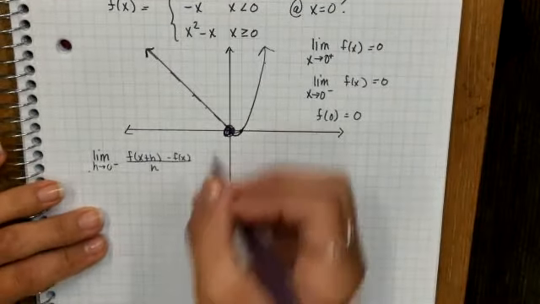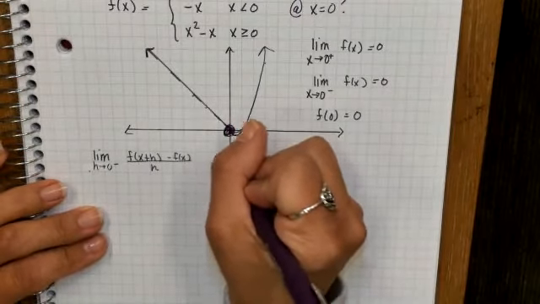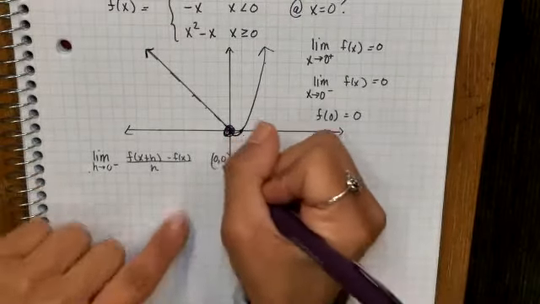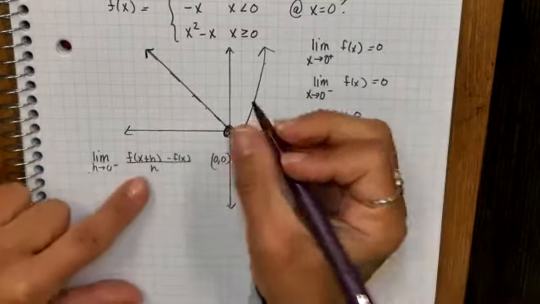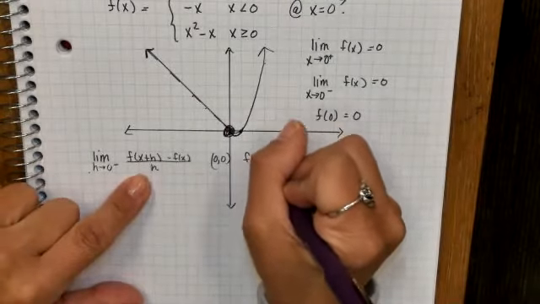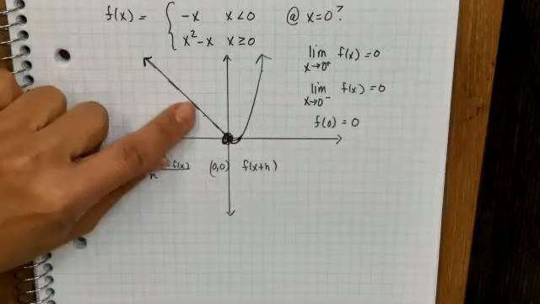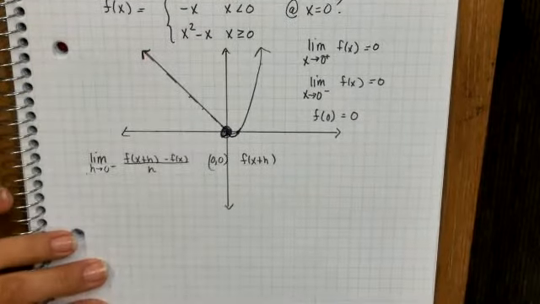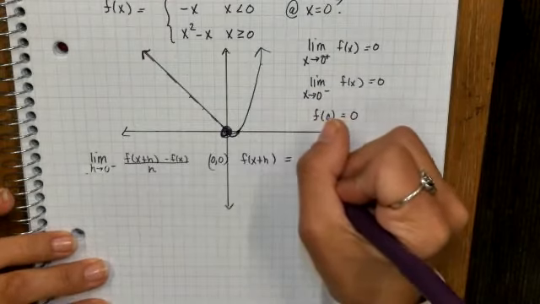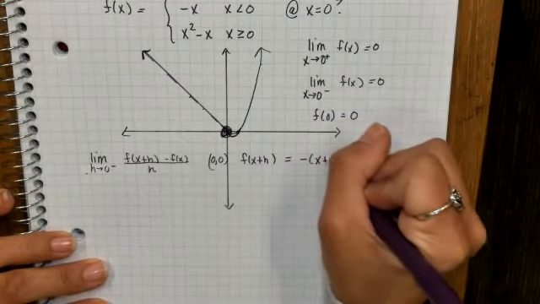Okay, so we know that it goes through the point 0, 0. So there's my f of x, it's 0, and then f of x plus h. So from the left, I am using the equation negative x. So f of x plus h, be careful, is negative quantity x plus h.